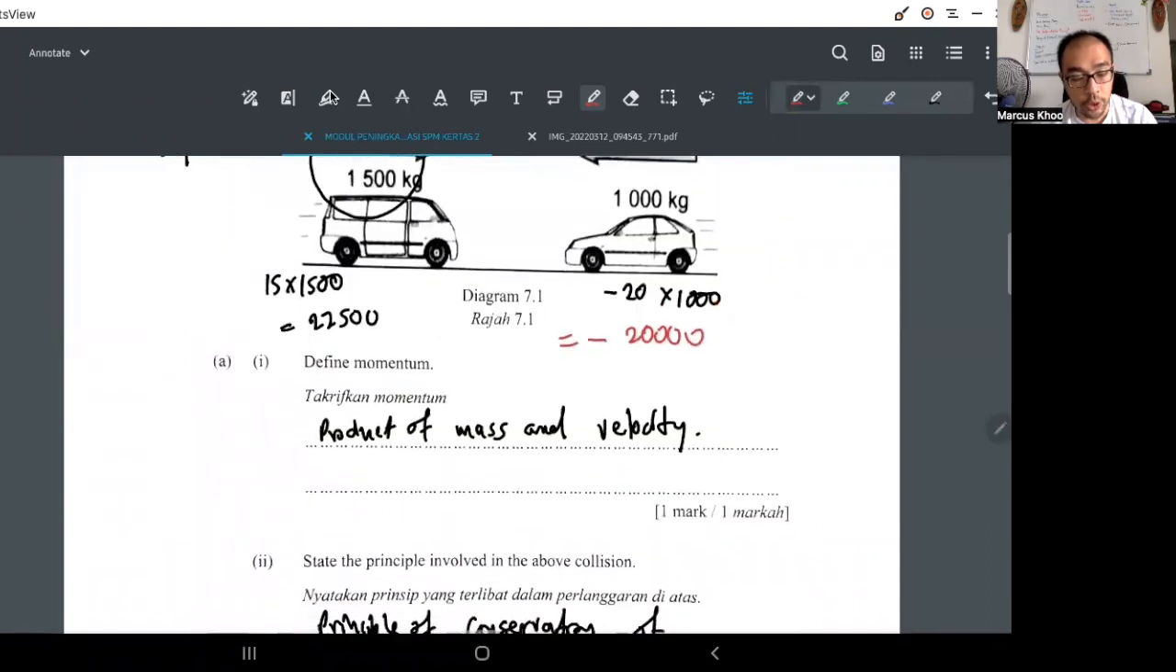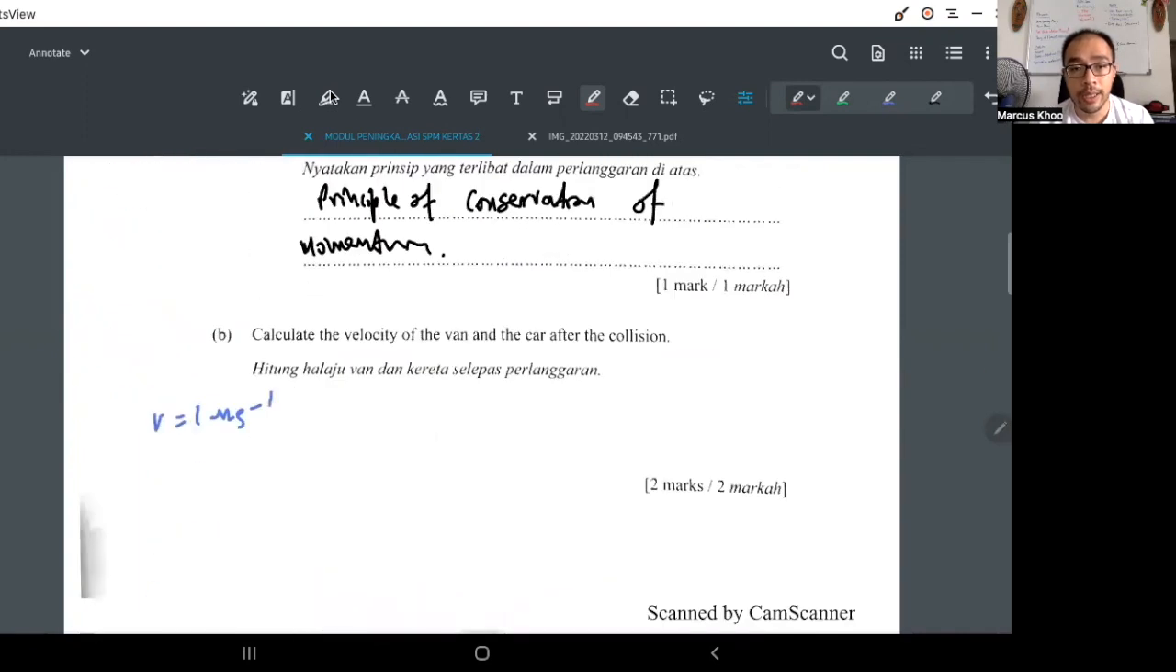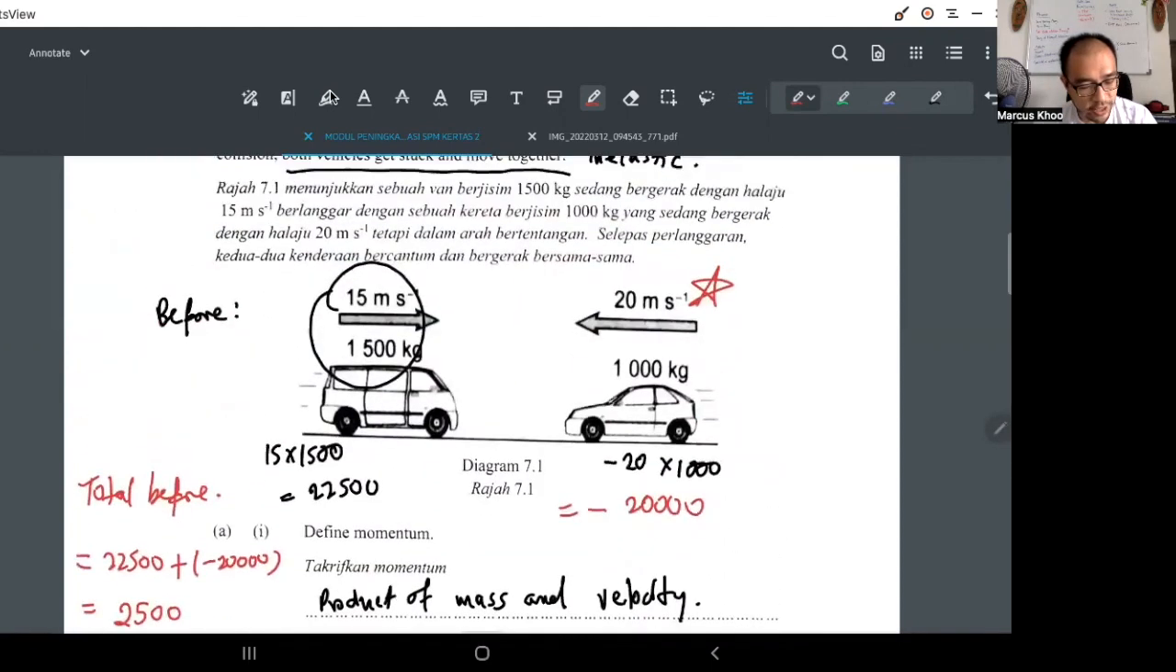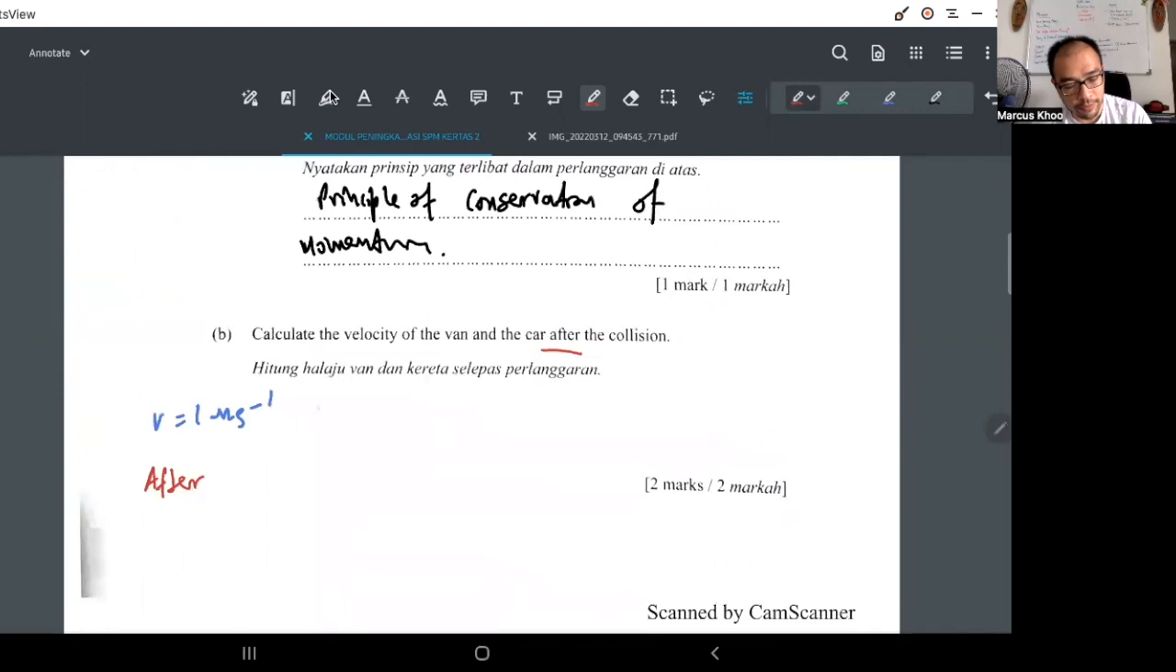Okay, so the total before is 22,500 plus negative 20,000, which will give you 2,500. Now after the collision, sorry, before is 2,500. Okay, yes, momentum, kilogram meter per second.